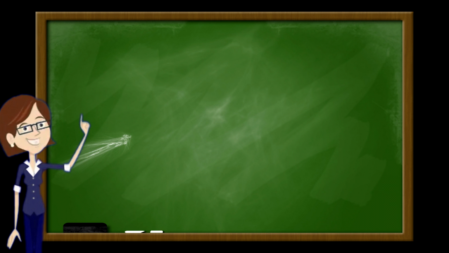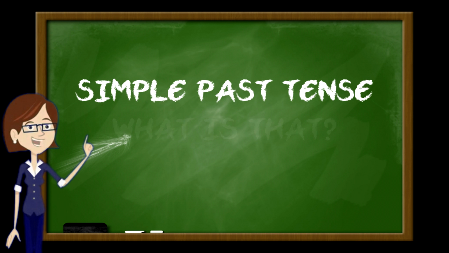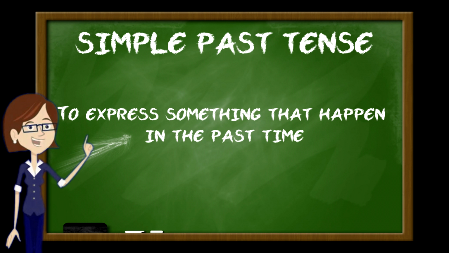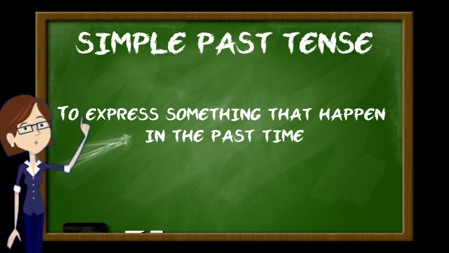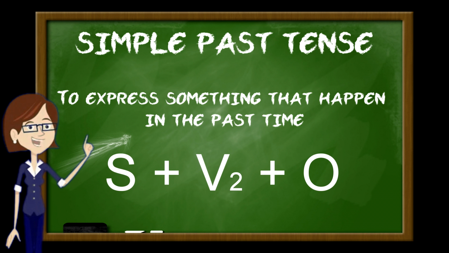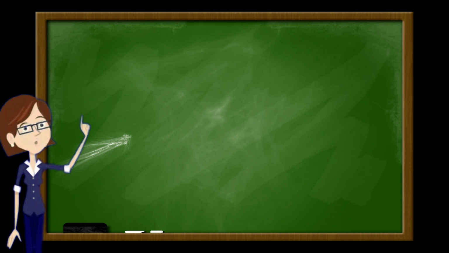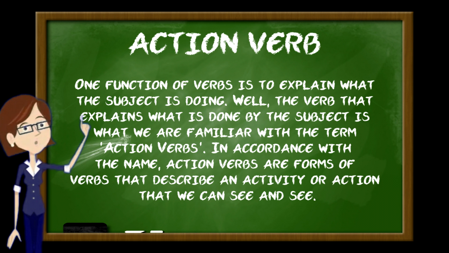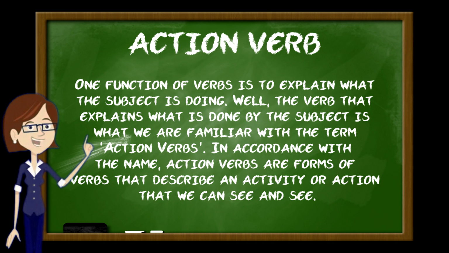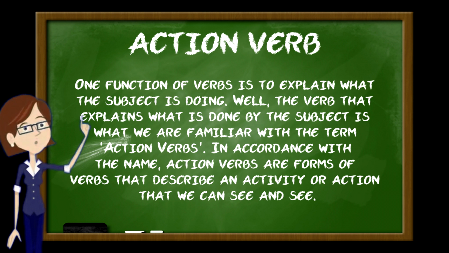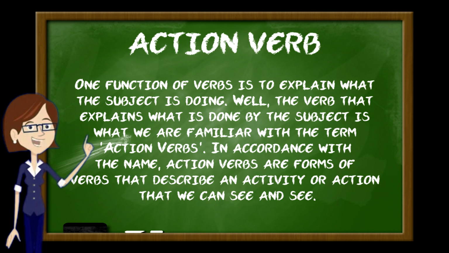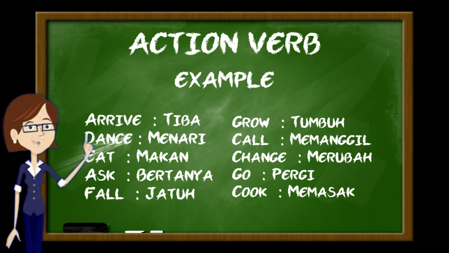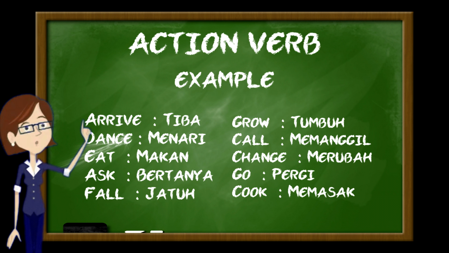First, let's discuss the simple past tense. So what is actually simple past tense? The function is to express something that happened in the past. The formula is subject plus verb two plus object or complement. And the next is using action verbs. One function of verbs is to explain what the subject is doing. The verbs that explain what is done by the subject are what we are familiar with as the term action verbs. Examples of action verbs are arrive, eat, fall, call, go, dance, and so on.